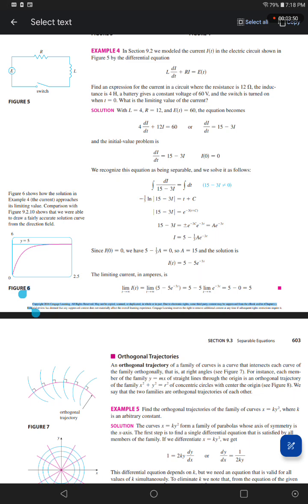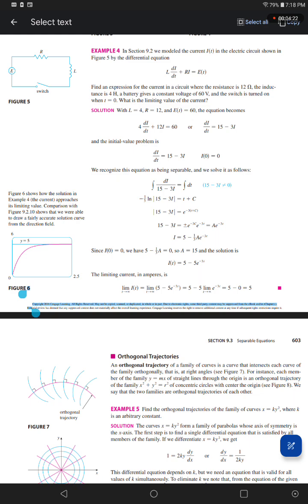which equals the limit as t approaches infinity of (5 - 5e to the power negative 3t), which equals 5 minus 5 times the limit as t approaches infinity of e to the power negative 3t, which equals 5 - 0 equals 5.